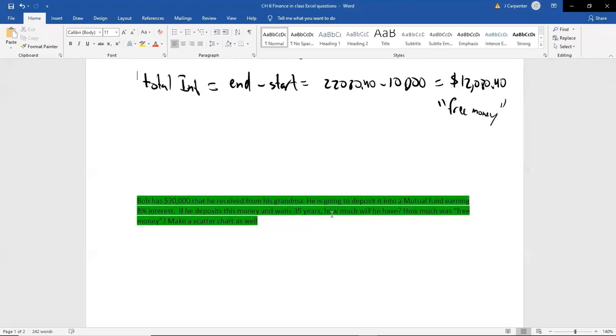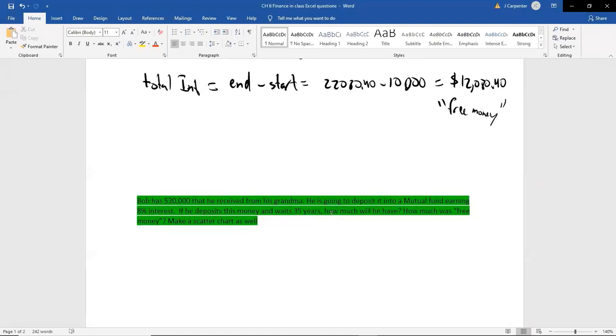So 8% is, again, average long-term. It's not like you're going to get 8% this year, 8% next year. You might get 30% this year. You might lose 40% next year and then gain 100% the year after that. It's a wild ride. Buckle up. So he's going to deposit this money and wait 35 years.